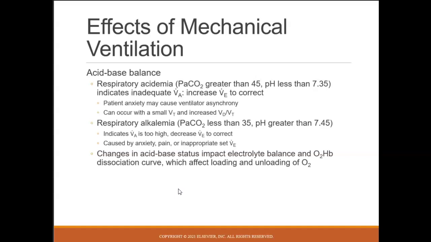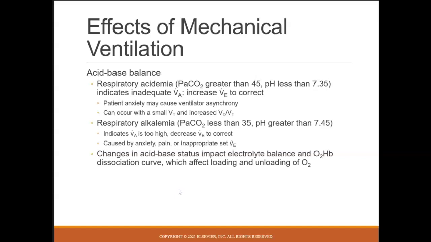Respiratory acidosis, we know, is when the CO2 is greater than 45 and the pH is less than 7.35. So this means that we have inadequate alveolar ventilation and we need to increase our minute ventilation to correct it. So we are going to need to increase our tidal volume or our respiratory rate to fix that.